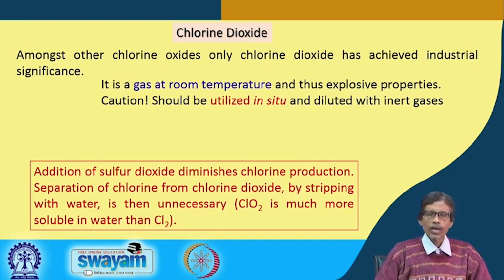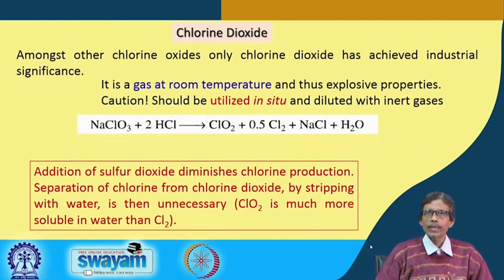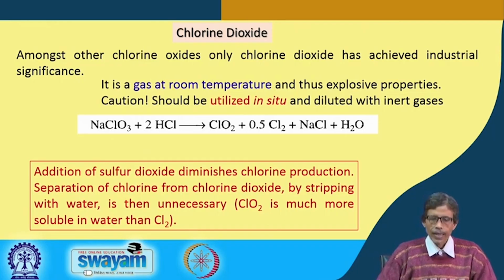So, it should be utilized, and produced in situ, because the reaction we are utilizing for the production can be done in the laboratory or industrially, such that we can produce chlorine dioxide when we require that particular molecule to be used. And sometimes it can also be diluted with inert gases. Mixing with inert gases reduces the concentration of the ClO2 being produced. As a result, the explosive nature of that gas molecule is reduced.